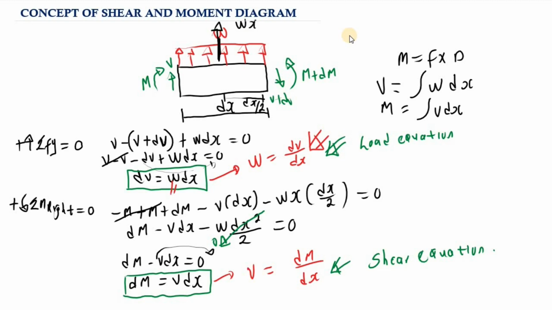Same thing is true for the moment. At any given point, the slope of the moment diagram is equal to the shear. So this is dM over ds is equal to V. And between two points, the change in moment is equal to the area of the shear diagram between those points. Because we are dealing with areas, we can draw shear and bending moment diagrams graphically without using calculus.